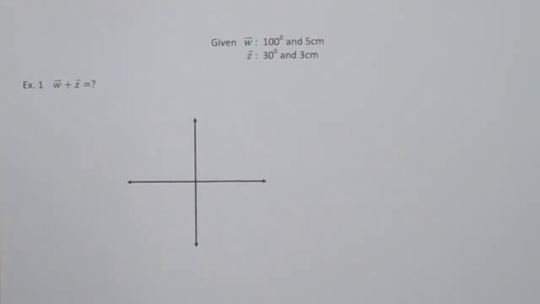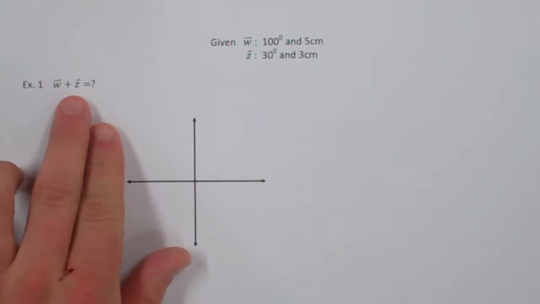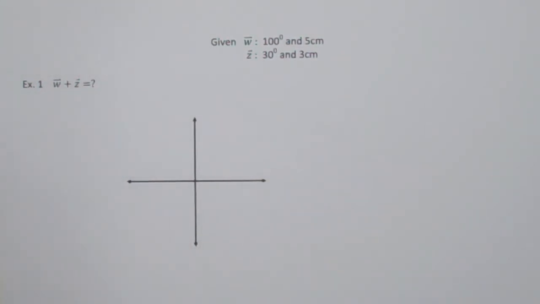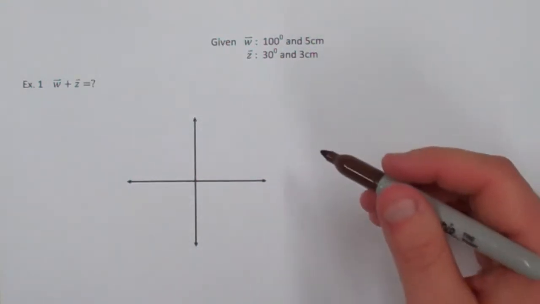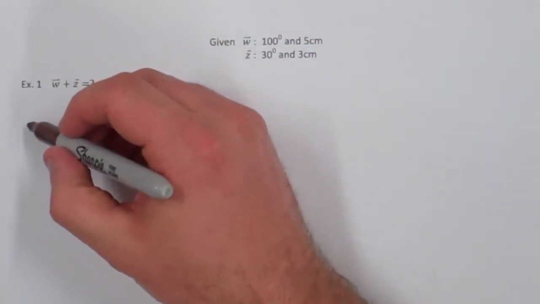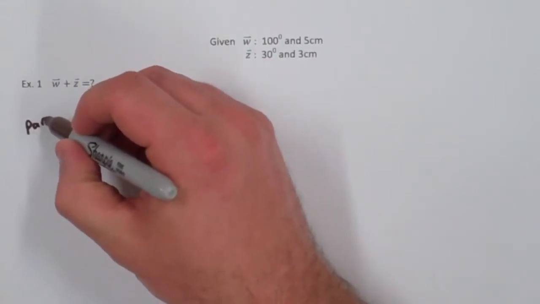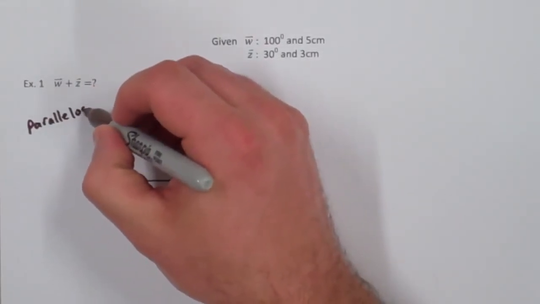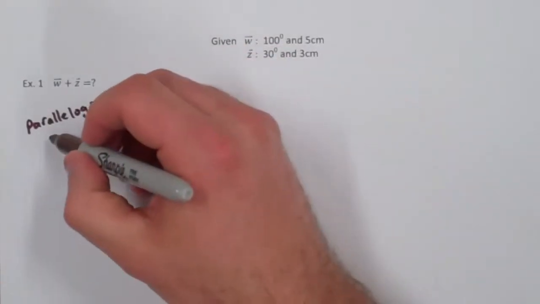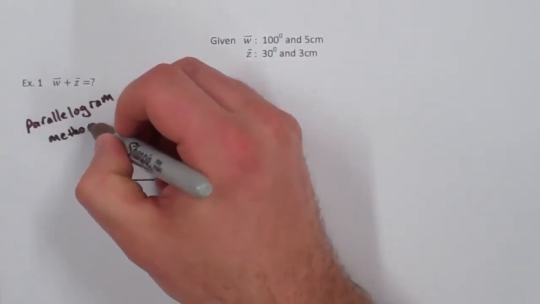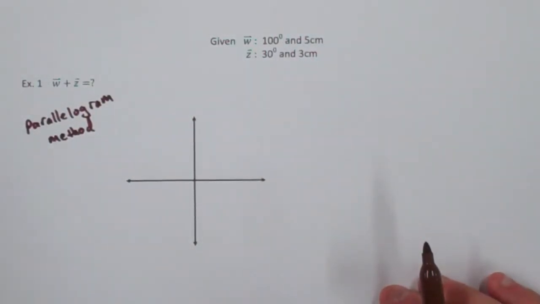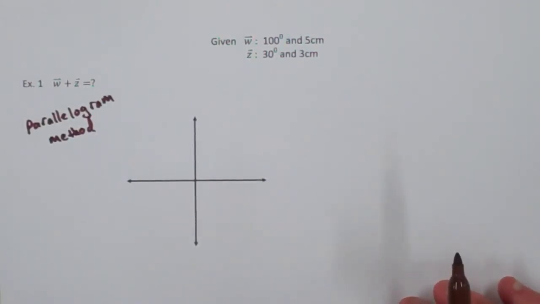In example 1, we need to add these two vectors together, and we're going to do this geometrically. There definitely is an algebraic way to do this, but we're going to do this geometrically. The method I'm going to use is called the parallelogram method, and you'll see why it's named that way soon. There's another method I'll do in the next example called the tip-to-tail method, but for now, we're just going to use the parallelogram method.